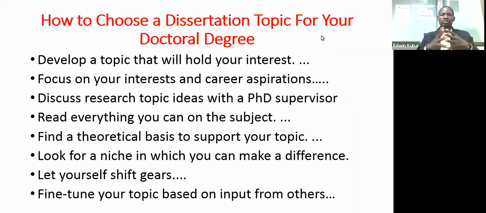Find a theoretical basis to support your topic. That's what I talked about earlier on, theories. If you are a researcher, you must understand theory. What are some of the established theories in that specific area? What has been defined? What has not been defined, and so on. What happens in the global world is based on theoretical aspects of life. You find anything you're doing has been researched on, and that's why those things are the way they are. So you must establish the basis of your study, build on a strong foundational theory.